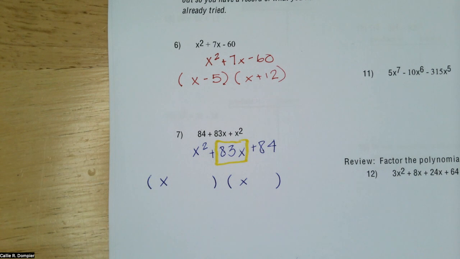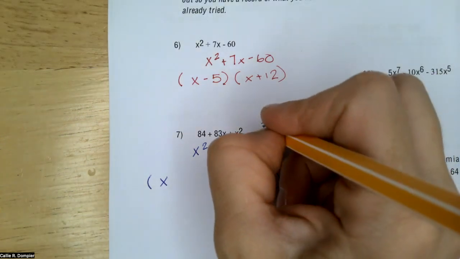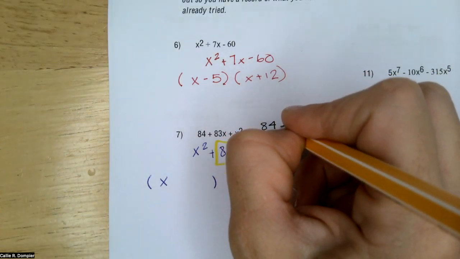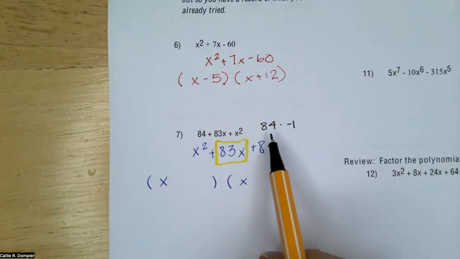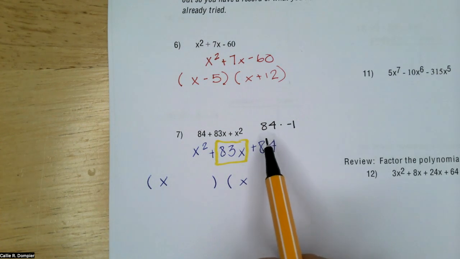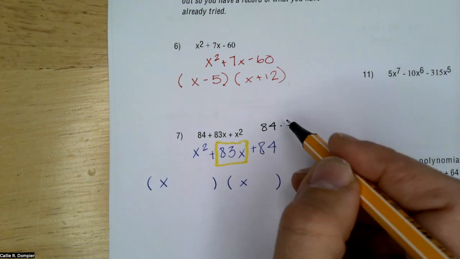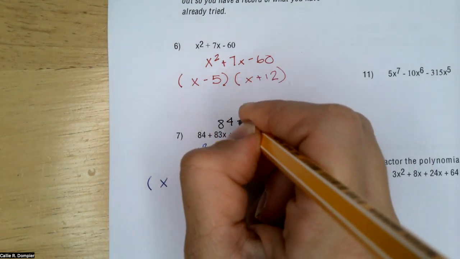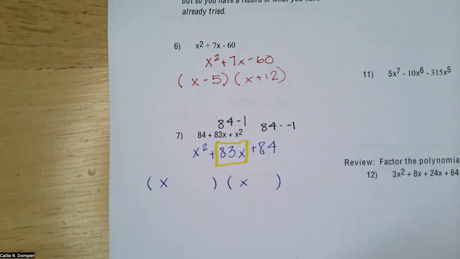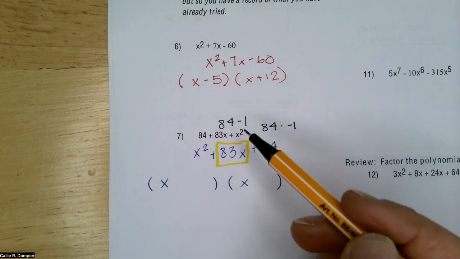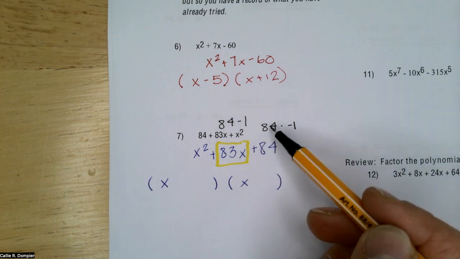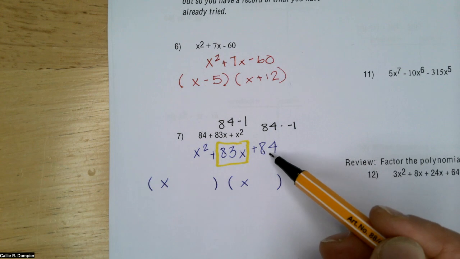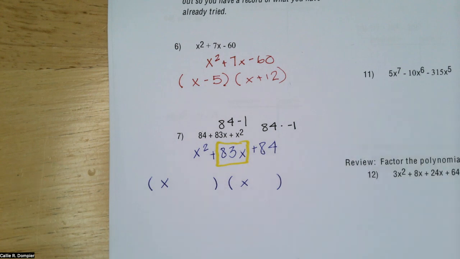But if I multiply 84 times negative 1, if I subtract them, right? If I combine them, I get 83. 84 minus 1, right? If I combine them by adding or subtracting, I get 83. But if I multiply 84 times a negative 1, I don't get a positive 84. Okay?